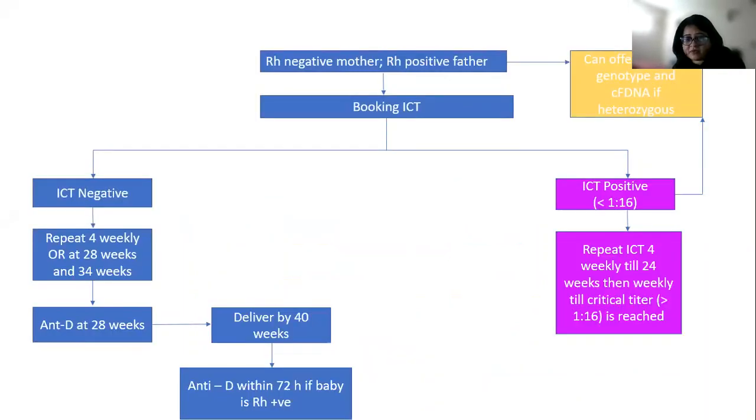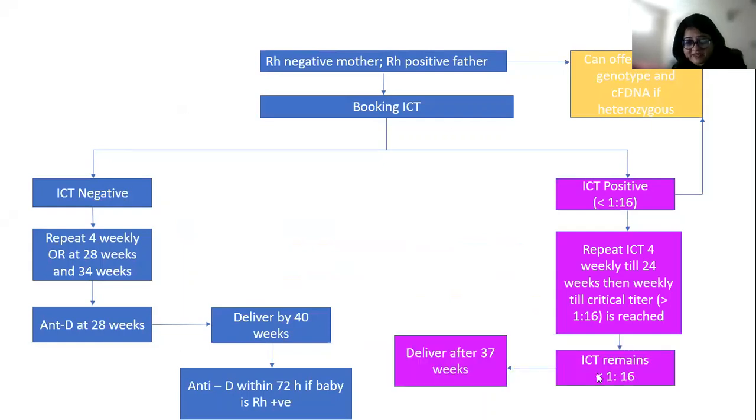So here ICT is positive, and suppose the ICT remains less than 1 in 16. That means there is isoimmunization. She is isoimmunized: there are antibodies against the D antigen in the maternal serum, but they are not enough to cause fetal anemia. So we're not that worried.